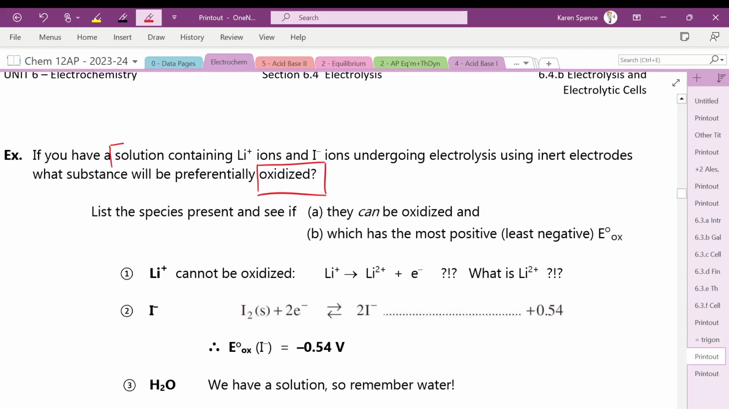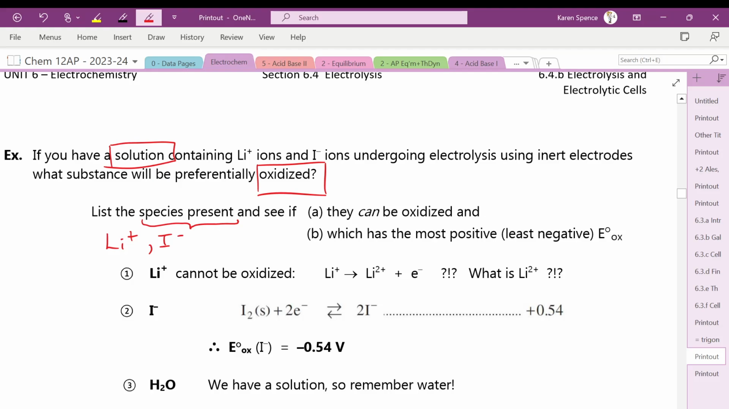So we have a solution. You're going to list all the species present. Who are the species present? Species present, we have Li+. What else? I-.